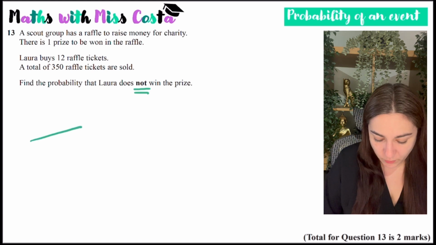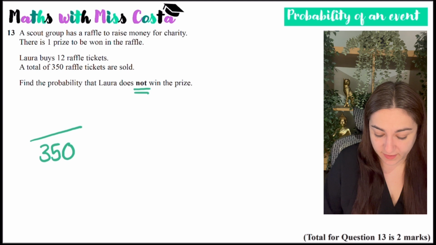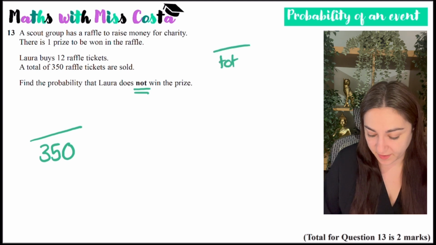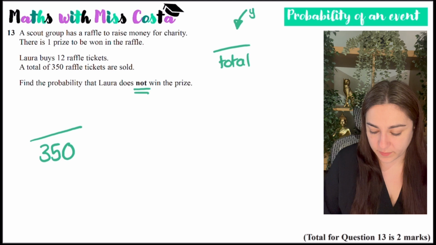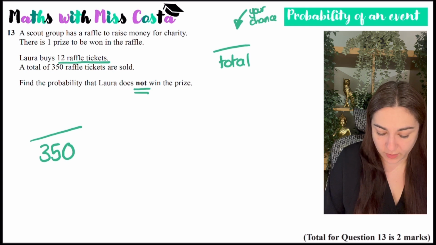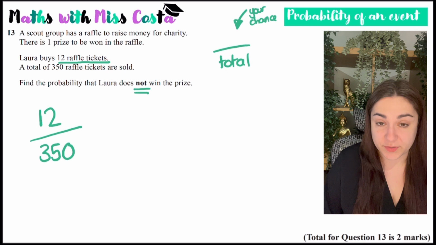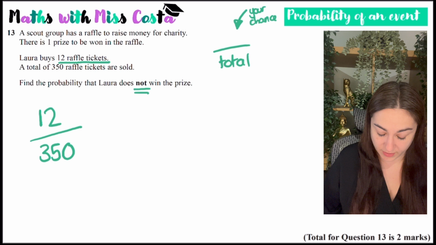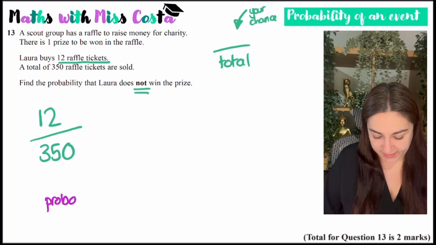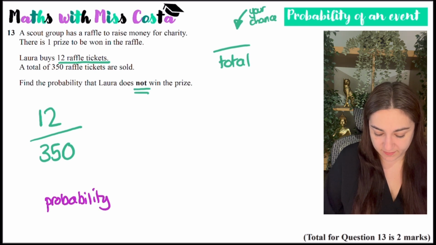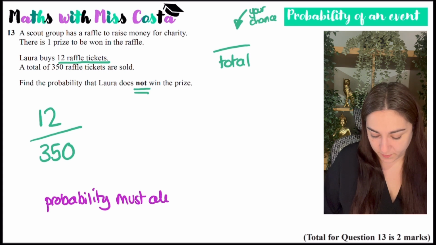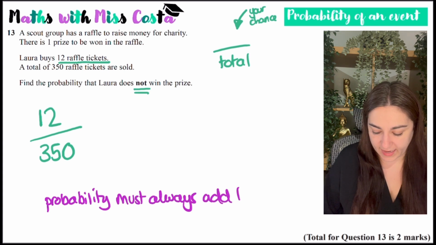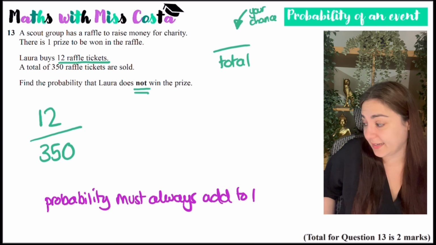So when I'm working out the probability of an event, I write it as a fraction, and the denominator is always the total. And the numerator is like your chance of that happening. So in this case, Laura buys 12 raffle tickets out of a total of 350. So the probability of her winning is going to be 12 out of 350. Now, probability, the chance of something happening and something not happening, must always add to 1. So this is a calculator paper.